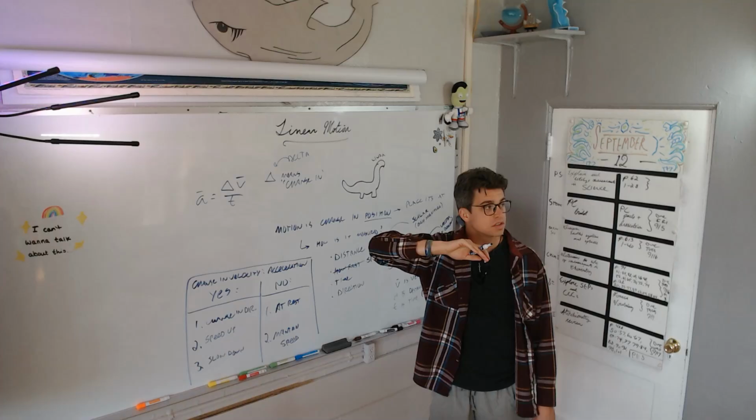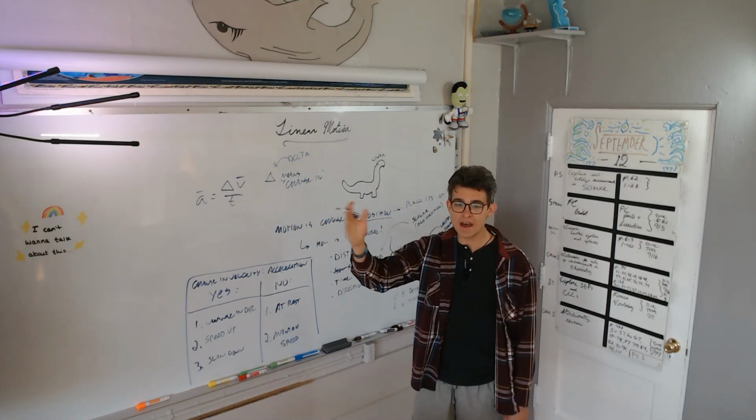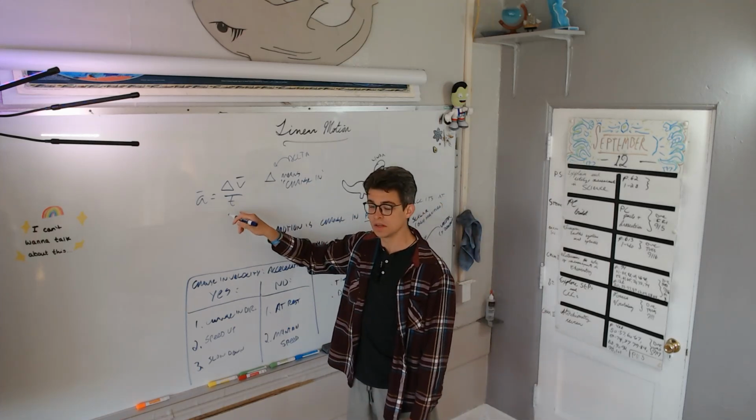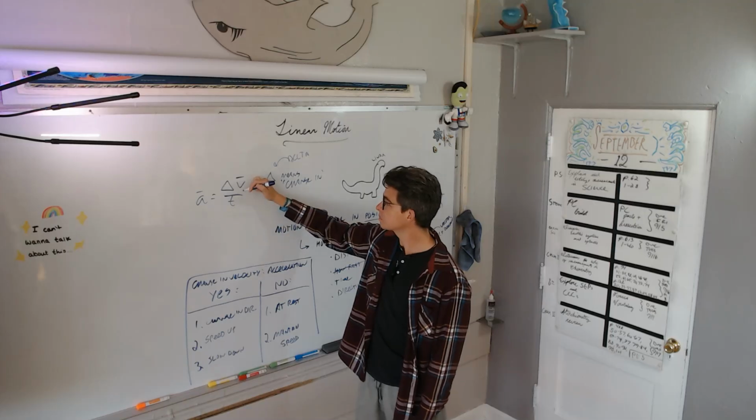So if I have Delta V, that's change in velocity. If I have Delta F, that's change in force. Delta T, change in time. It's just whatever follows it. This just means change in whatever variable comes next.